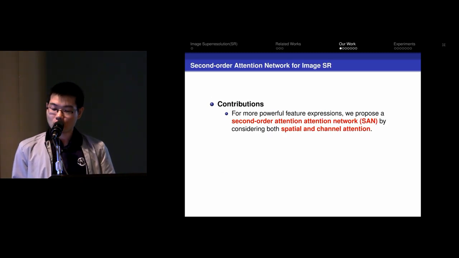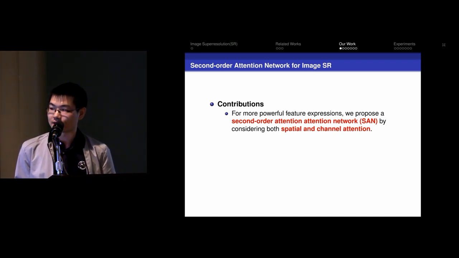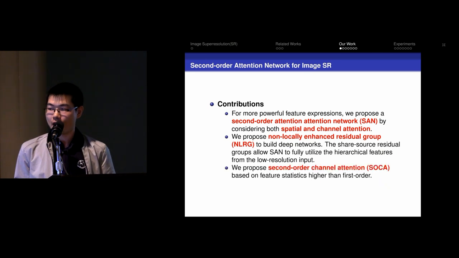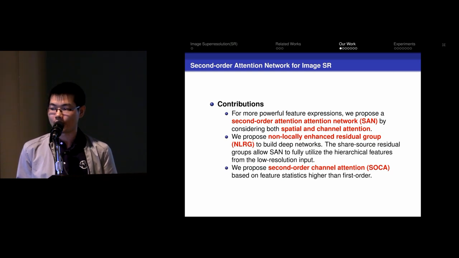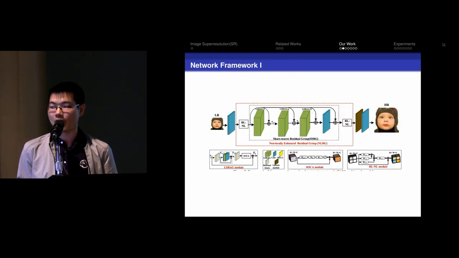And this is the main contribution of our work. First, we propose a second-order attention method for better feature expressions based on the spatial and channel attention. And we propose the non-local enhanced residual group to build a deep network. And we propose the second-order channel attention module based on the feature statistics, rather than first-order information.